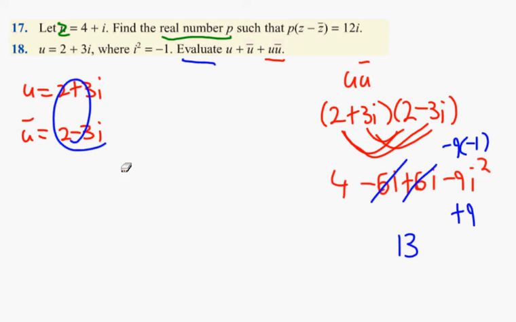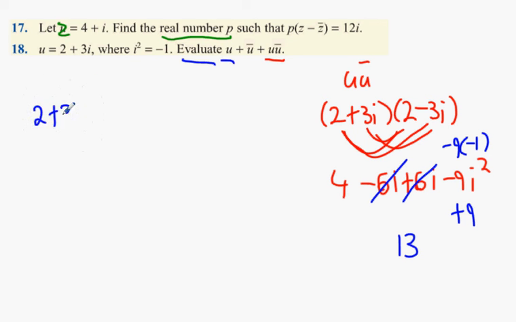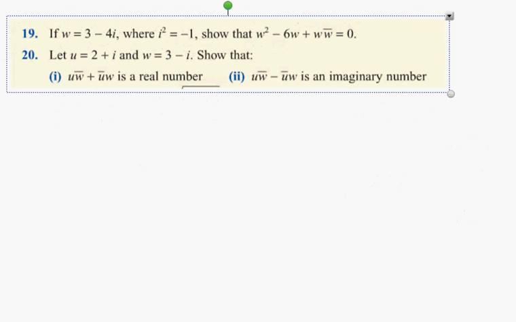Now, what happens in the evaluate question is we're going to get u, which is 2 plus 3i. We're going to add on the conjugate, which is 2 minus 3i. Then we're going to add on the ending, which is the 13. The 3i's cancel. 2 plus 2, 4, plus 13, 17. So that's 17 and 18 done there.